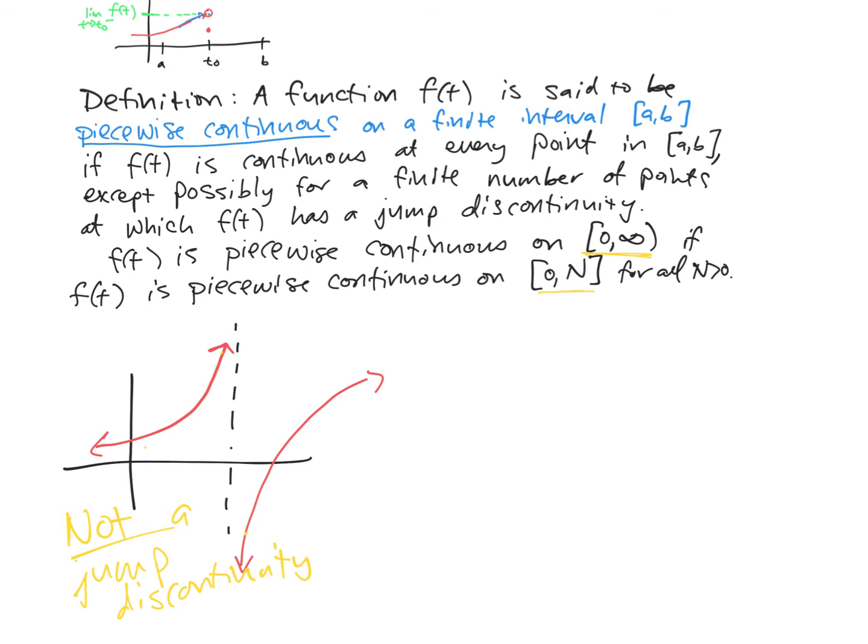Now, on this concept of piecewise continuity on the whole right half of the number line, it's actually okay if we have an infinite number of jump discontinuities. For example, let's say that we have a jump discontinuity at every natural number. And so our function's maybe going to go like this. Let's define it like this.